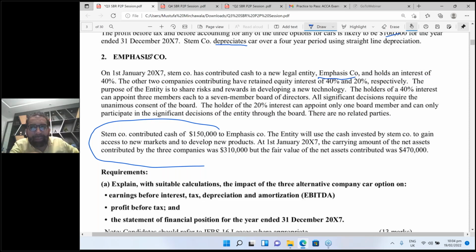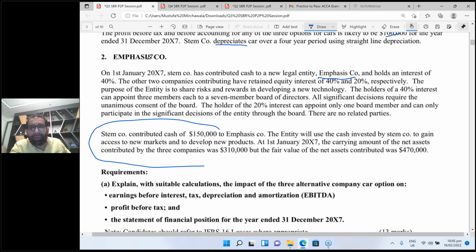Now the other two companies contributing have retained equity of 40 and 20. That means there are three owners, 40 STEM company, 40 another guy, and 20 another guy, respectively. The purpose of the entity is to share risk and reward in developing a new technology. Together they are developing a new technology together.